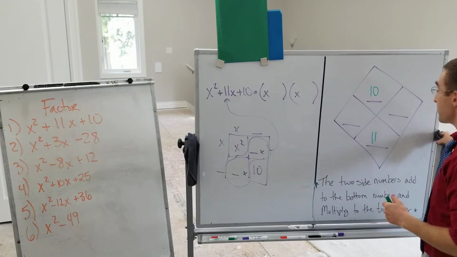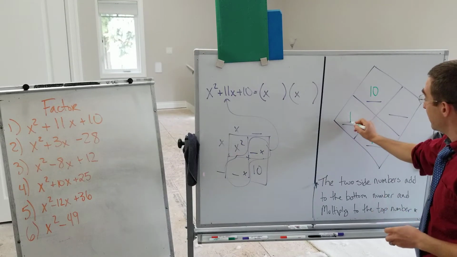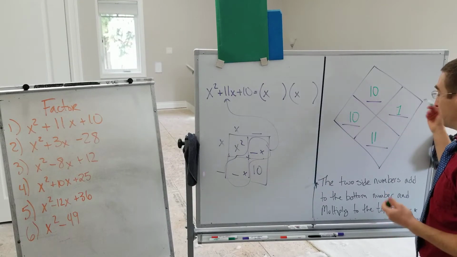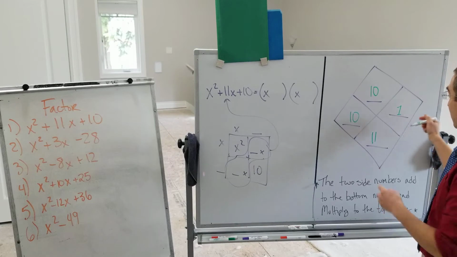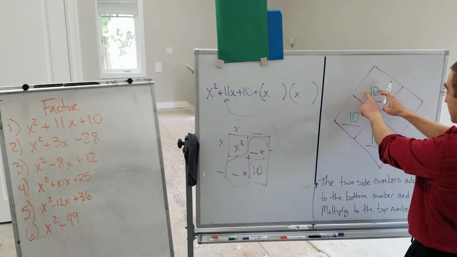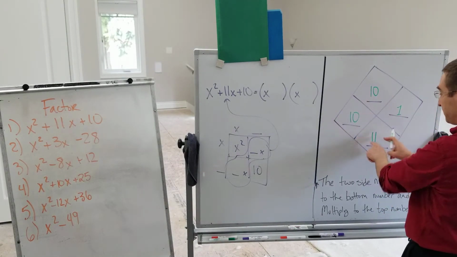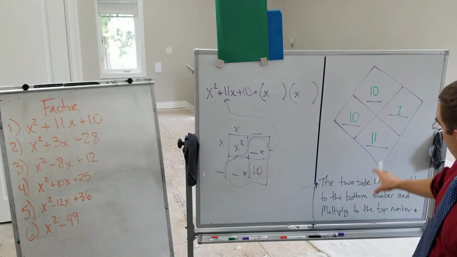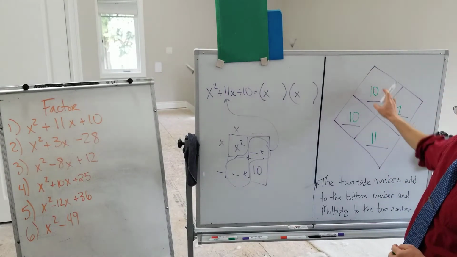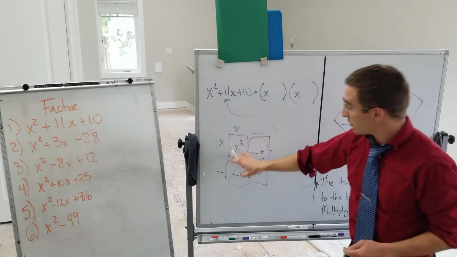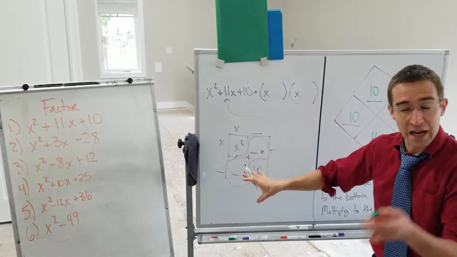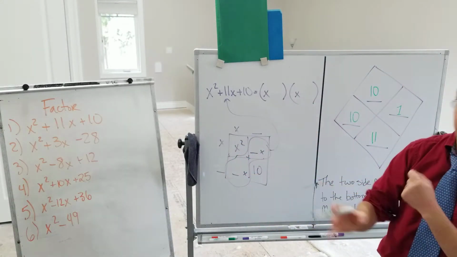Well, what else multiplies to 10? 10 times 1 multiplies to 10, and that adds to 11. See, 10 times 1 is 10, 10 plus 1 is 11. So these two side numbers multiply to the top one and add to the bottom one. And that's what we're doing in the area model diagram that's on the other video.